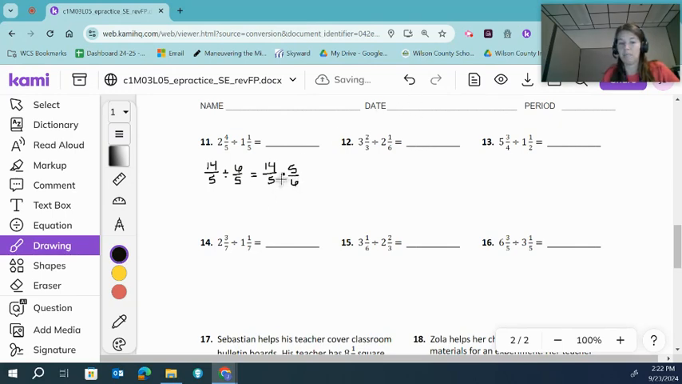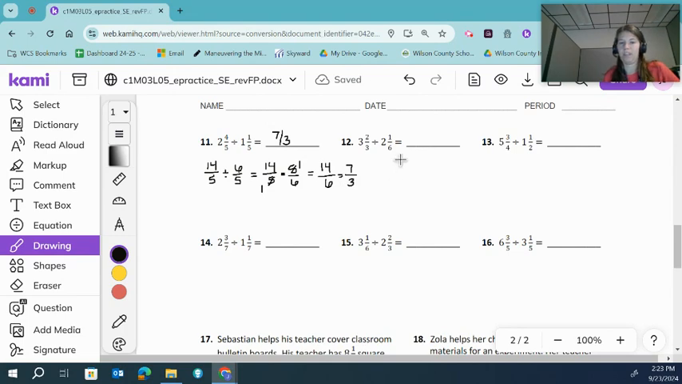Okay, so now I'm going to take my 14 fifths, multiply by the reciprocal, which is 5 over 6. This one I can simplify on that diagonal, so I'm going to go ahead and take advantage of that and do that now. 14 times 1 is 14. 1 times 6 is 6. This can simplify a bit further. So 2 goes into 14 7 times, and 2 goes into 6 3 times. Okay, so we get 7 thirds.